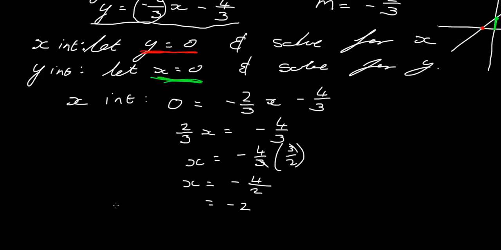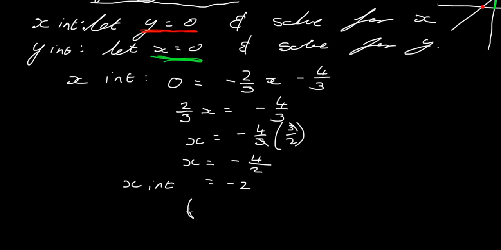So our x-intercept is minus 2. We can write that as an ordered pair as minus 2, 0. So x is minus 2 and y is 0, because we let y equal 0. Okay.